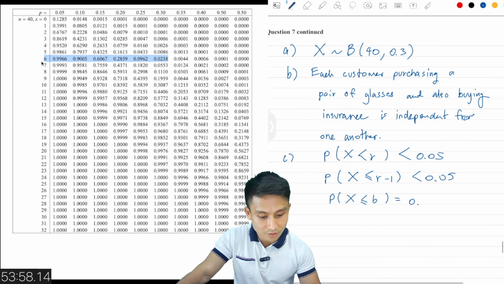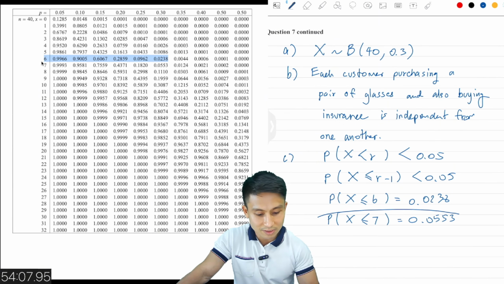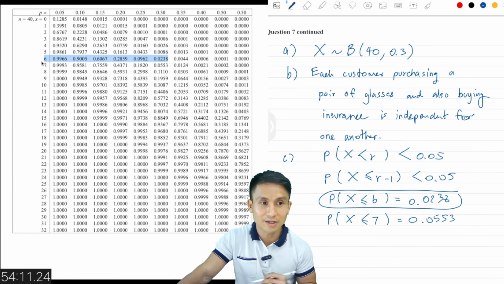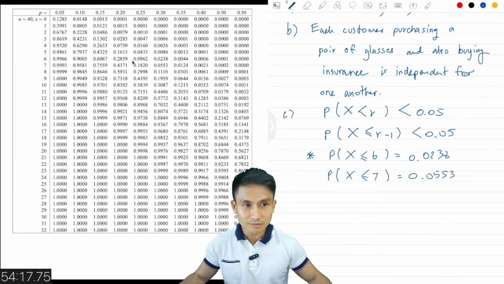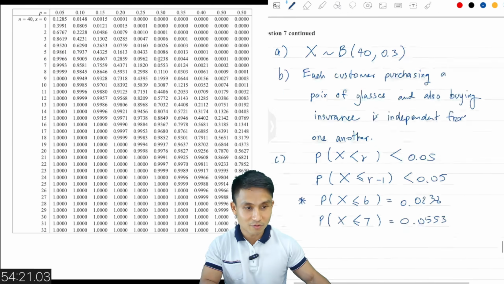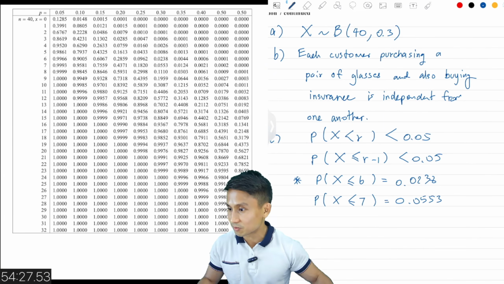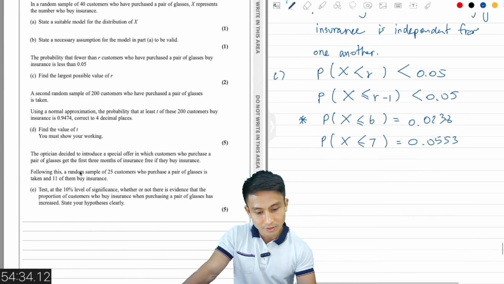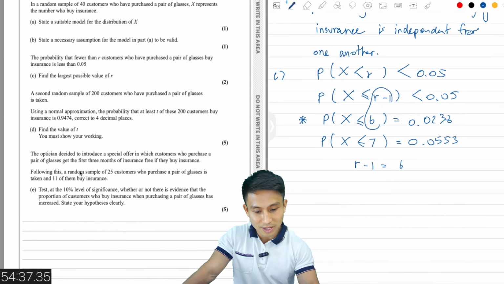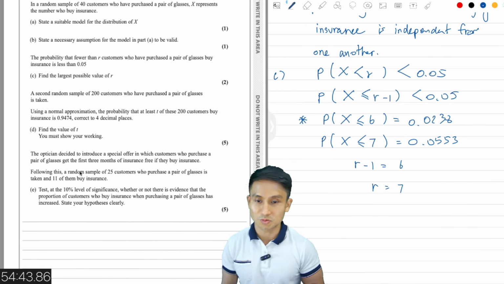And that's 0.0238, and then we show another one, less than or equal to 7, 0.0553. So this is the first one that would be just less than 0.05. So we asterisk that one. Let me just double check I picked the right probability and the right trials here. Okay, so go back to the paper. Because this one works, that means r minus 1 equals 6. That means r is 7. So 7 is the largest possible value of r.